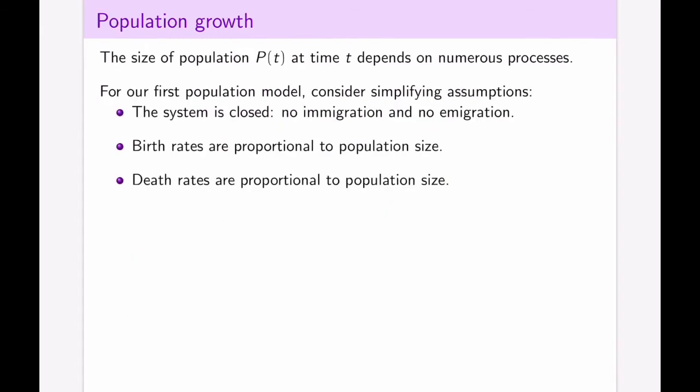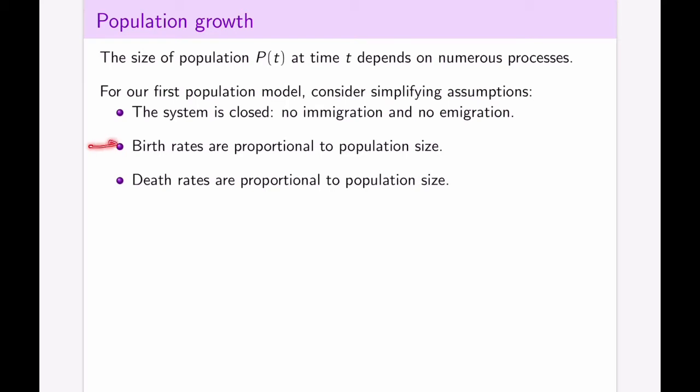Let's look at our first application here, and that is the model for population growth. Generally, the size of a population depends on numerous processes. For our first model, we're going to make a bunch of simplifying assumptions so we can carry out our very first calculations. First of all, we're going to assume what we call the system being closed, and that means that there's no immigration and no emigration. So whatever happens to the population happens inside, very pandemic-like.